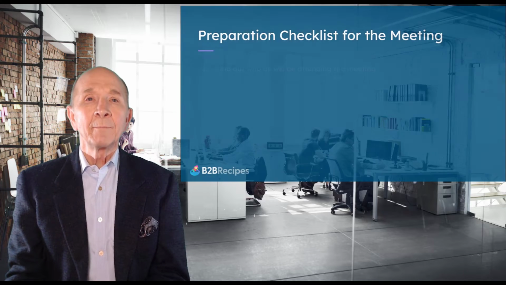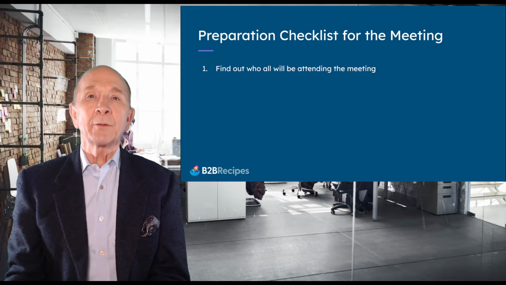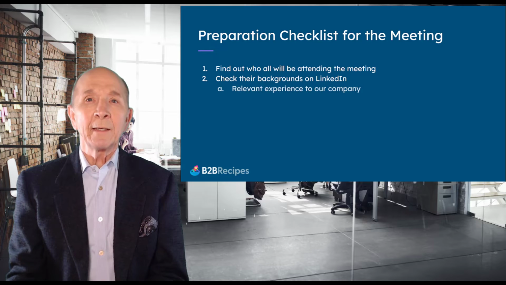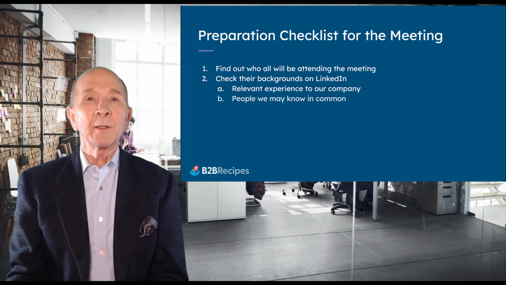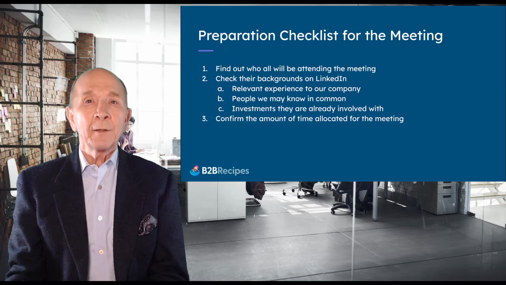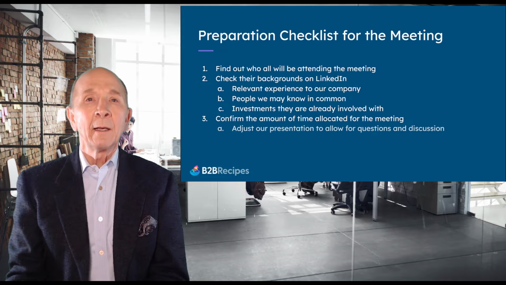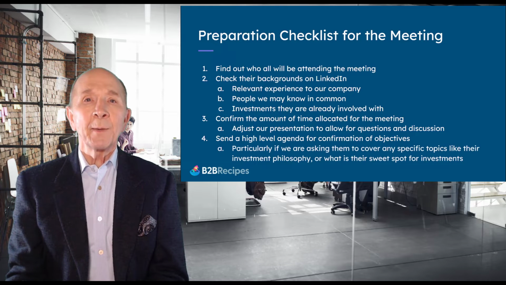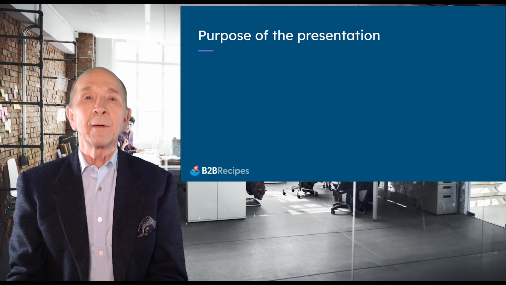Preparing for the meeting. These are basic steps for any introductory business meeting, but are particularly important for investor meetings. We want to find out who will be attending the meeting. Once we know, we want to check them out to understand their background and experience and how it fits with our company, their relevant work experience, mutual acquaintances, existing business relationships, etc. We want to confirm the amount of time allocated for the meeting and make sure that our materials match the time, with plenty of time for questions and discussion. We also want to send a proposed agenda to confirm we're aligned, and to prepare them if we're expecting them to cover any specific topics regarding their investments.